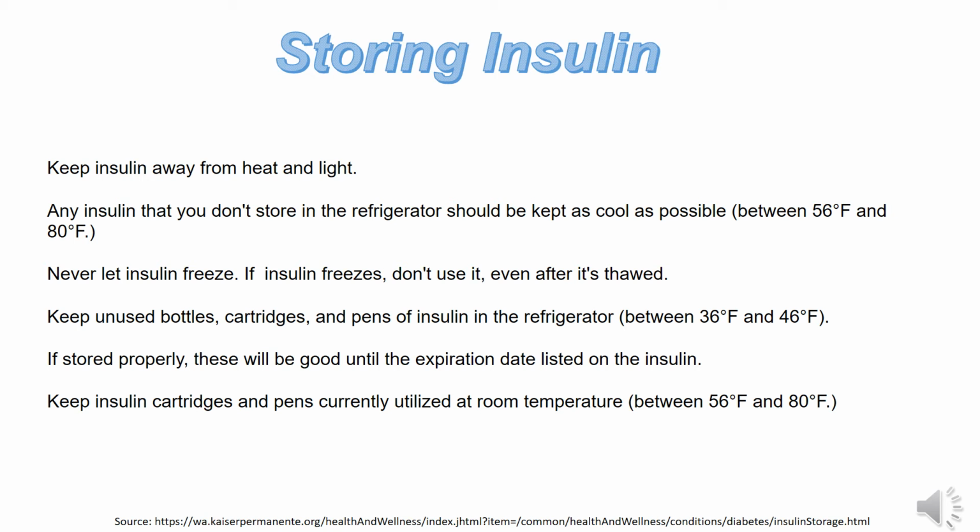We should keep unused bottles, cartridges, and pens of insulin in the refrigerator at a temperature between 36 and 46 Fahrenheit. If stored properly, this will be good until the expiration date listed on the insulin. Insulin cartridges and pens currently in use can be kept at room temperature, between 56 and 80 Fahrenheit.